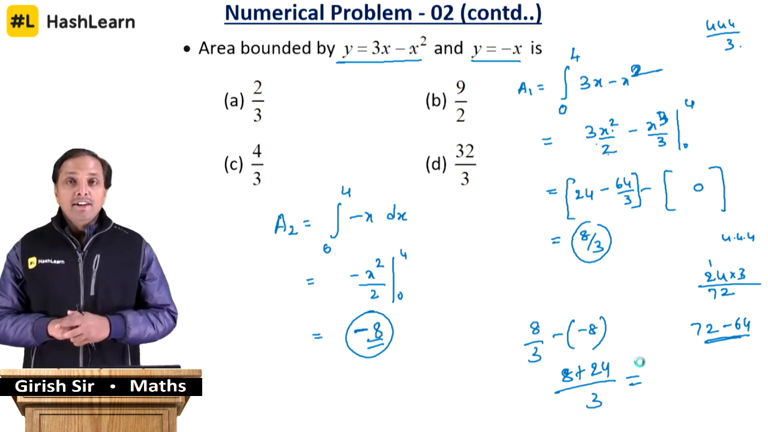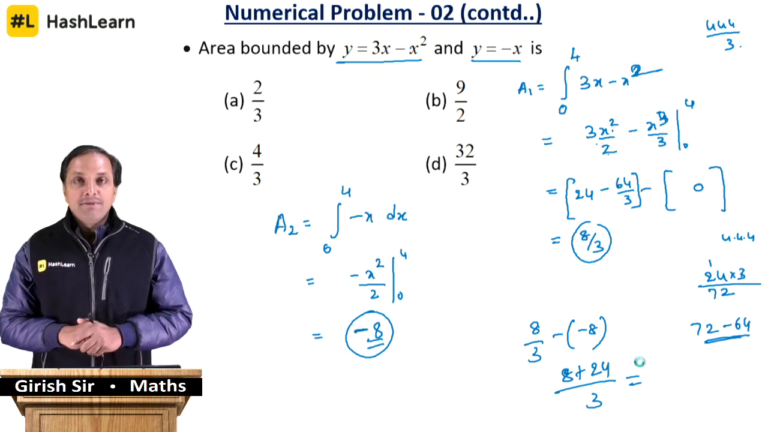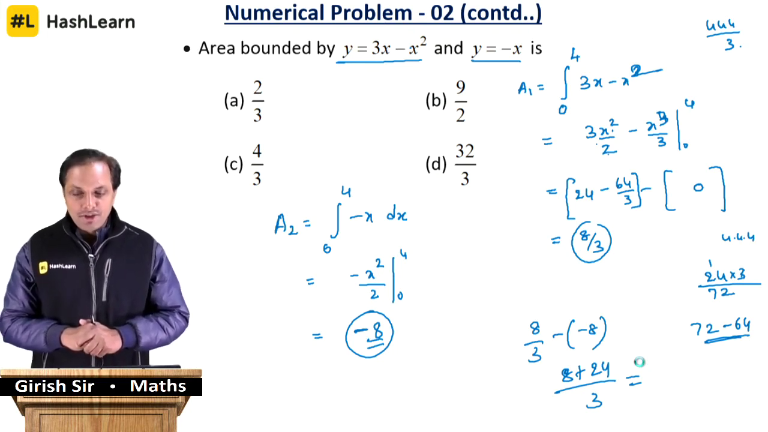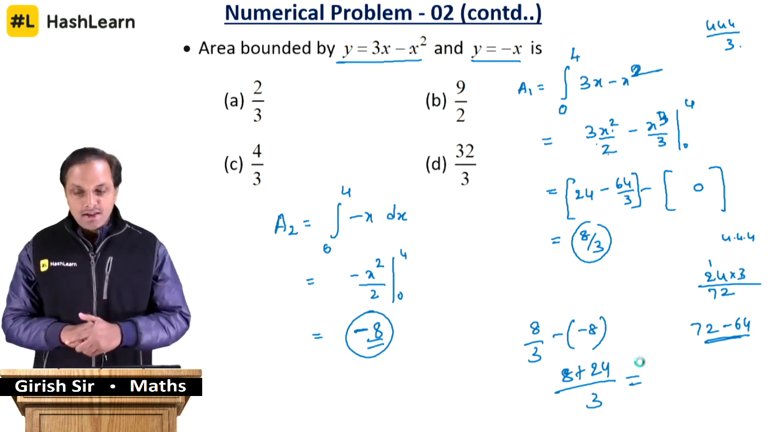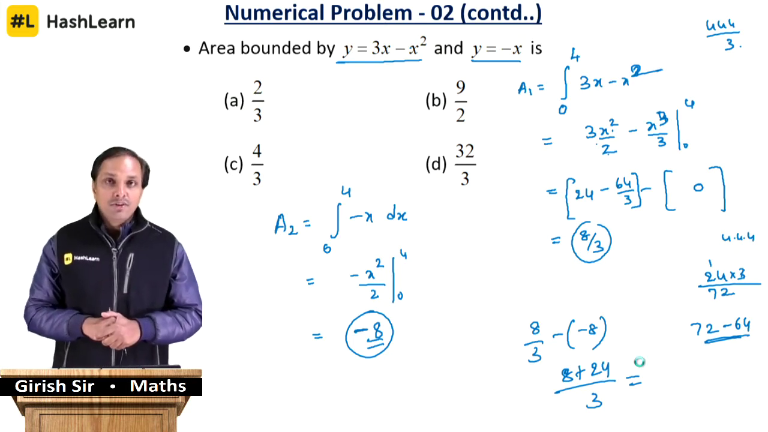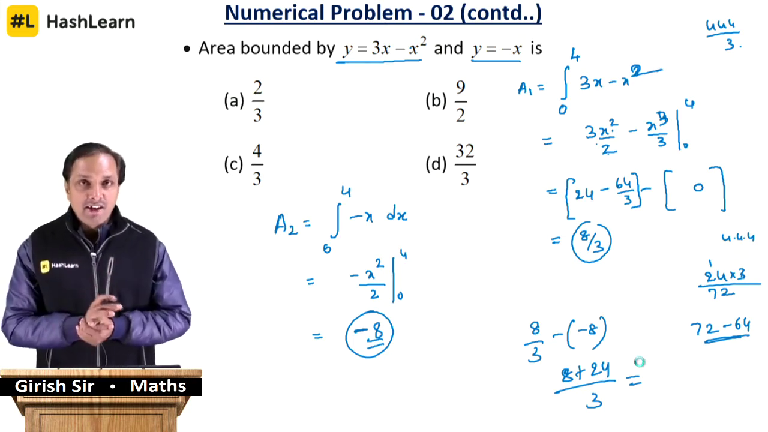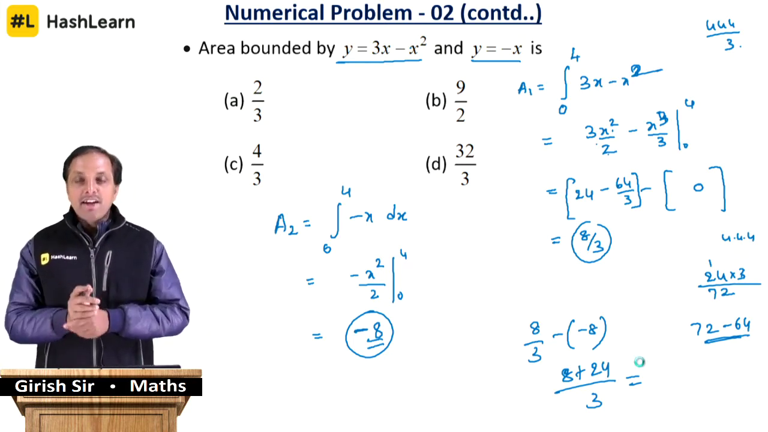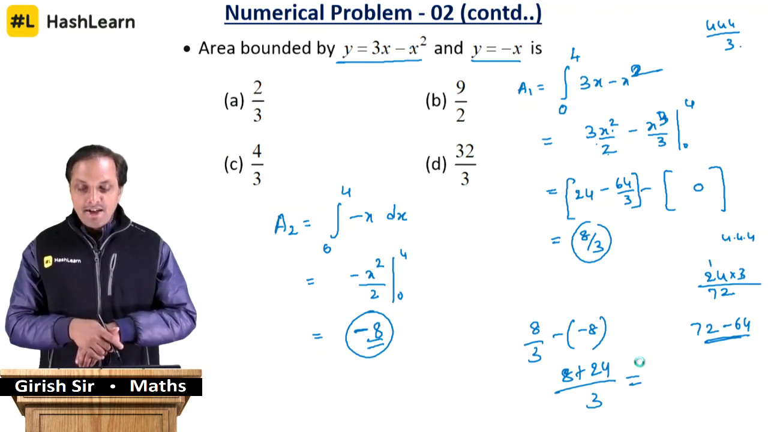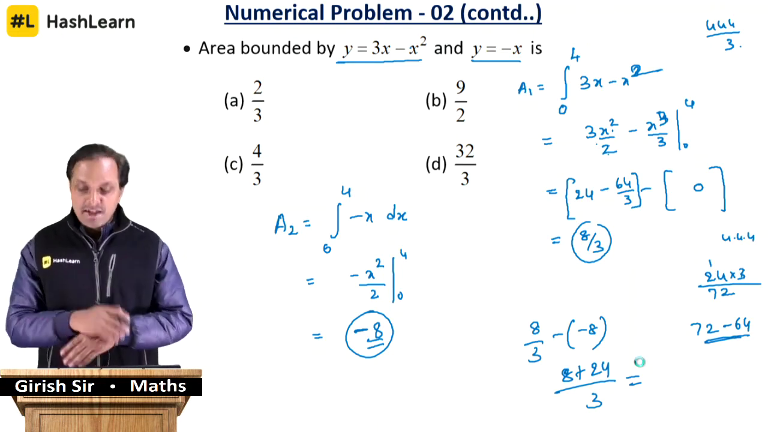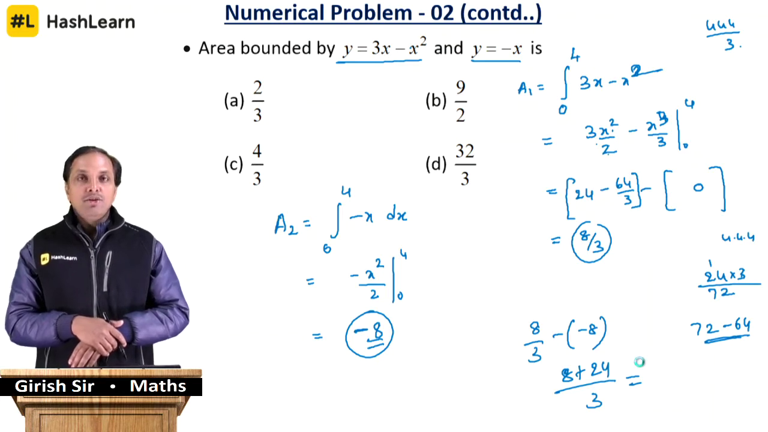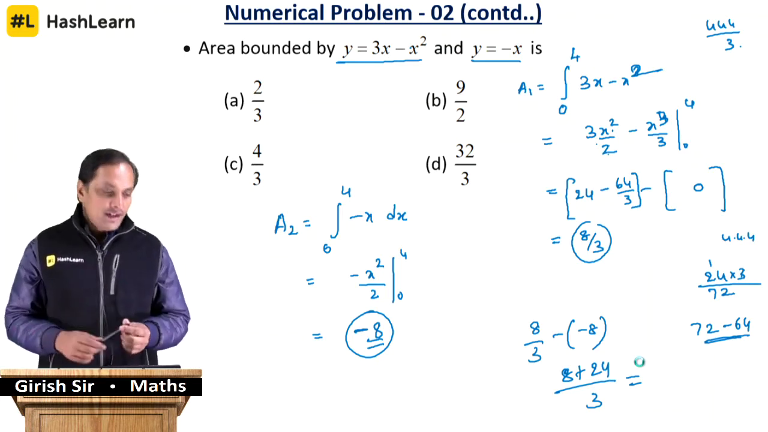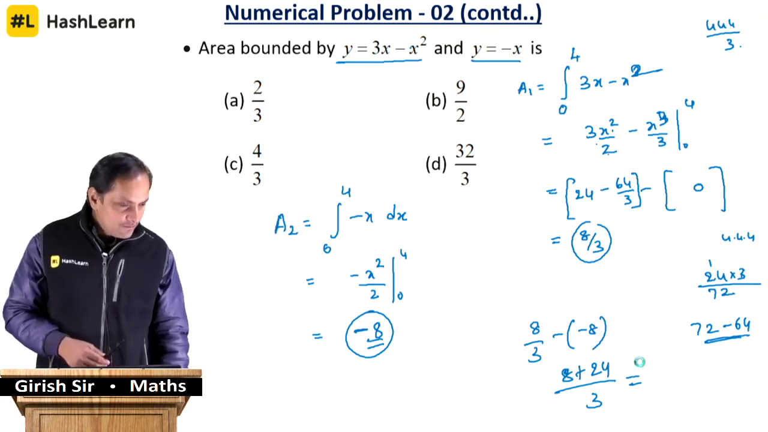So what we did here, we took the first curve and integrated from 0 to 4, took the second curve, integrated from 0 to 4, and you need to subtract one with the other. So when you subtract 8 by 3 with minus 8, that will give you minus of minus plus 8, you will have 32 by 3, which is answer option D. Hope you all followed.